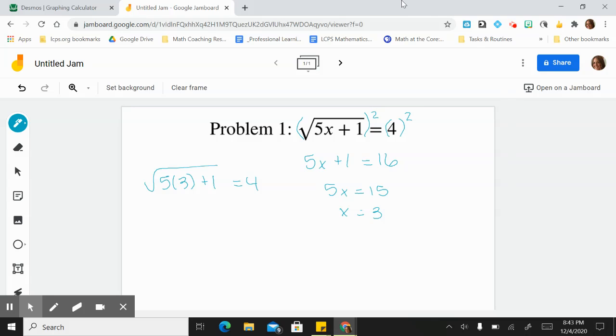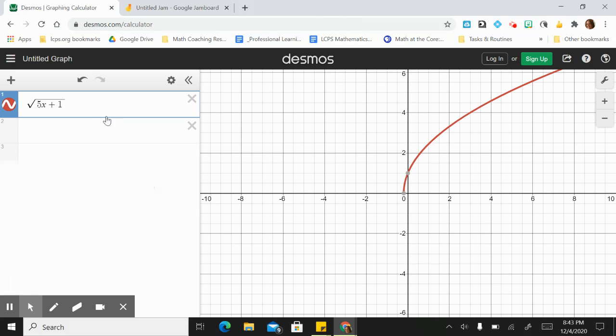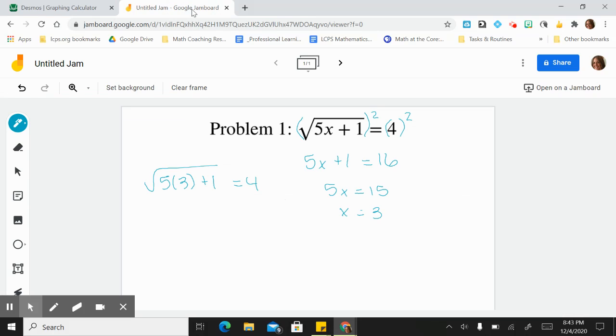Another thing that we could do is use the graphing calculator. So here I've typed in the square root of 5x plus 1, and I get our equation here. And what I can do is look, well, what happens when I get 4? So if this function is equal to 4, and I move this along, I get that my x value has to be 3. And so that's what we got for our answer, that when x equals 3, the square root of 5x plus 1 equals 4. So we know that our answer is correct.